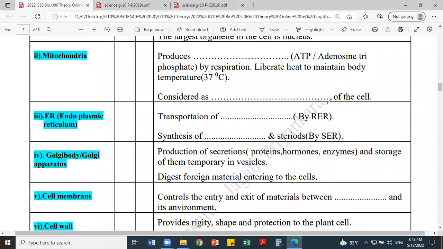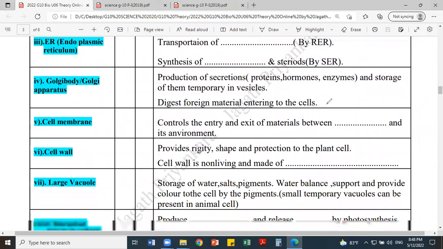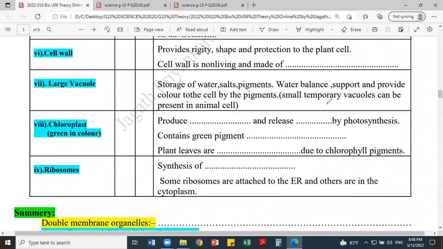Then next one, number 6, cell wall. Cell wall is non-living and made of cellulose. Can you remember grade 10 first chapter, polysaccharide? Cell wall is made of cellulose. If you want to write within bracket, it's a polysaccharide, under carbohydrate: monosaccharide, disaccharide, and polysaccharide. Cell wall gives protection to the cell, gives shape and rigidity to the cell, and is the outermost covering. It's made of non-living things.